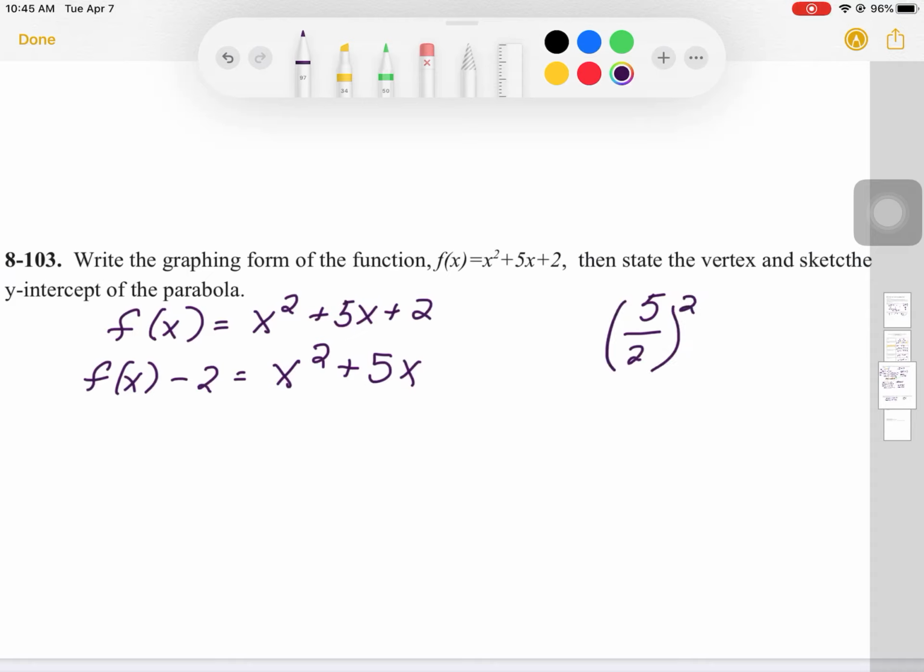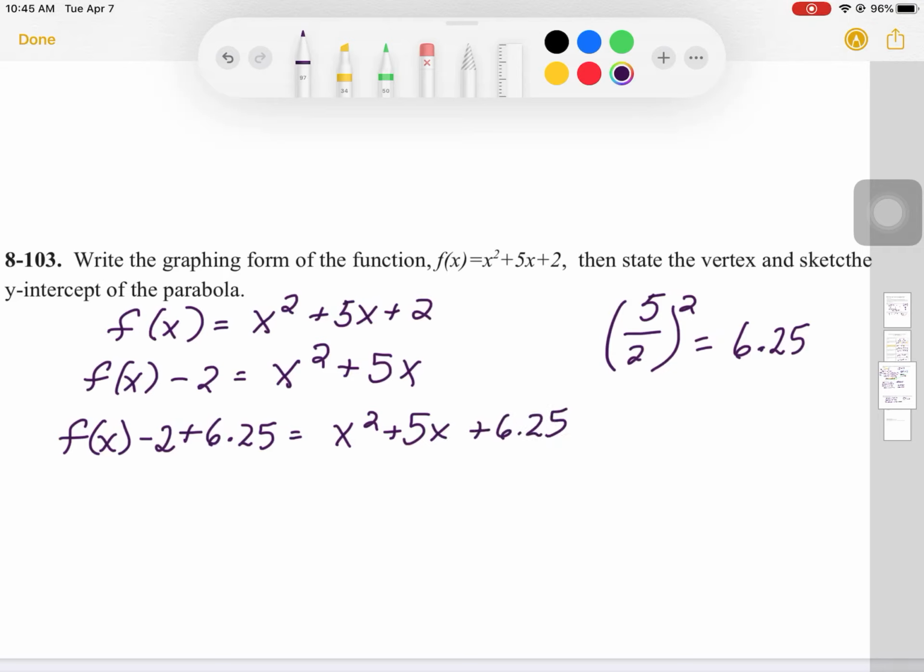Then I'm going to take 5 and divide it by 2, and I'm going to take that quantity and square it. And when you do that, 2.5 squared is 6.25. So I've got f of x minus 2 plus 6.25 equals x squared plus 5x plus 6.25. Believe it or not, I have completed the square there. The square root of 6.25 is 2.5. That is half of 5. It is a perfect square trinomial.